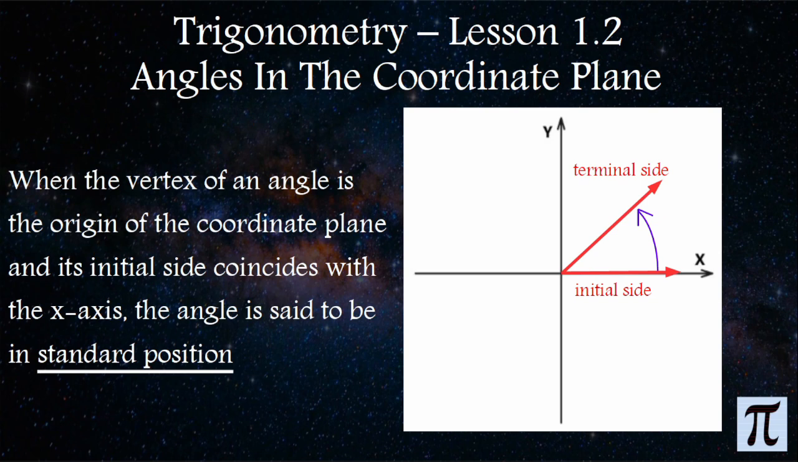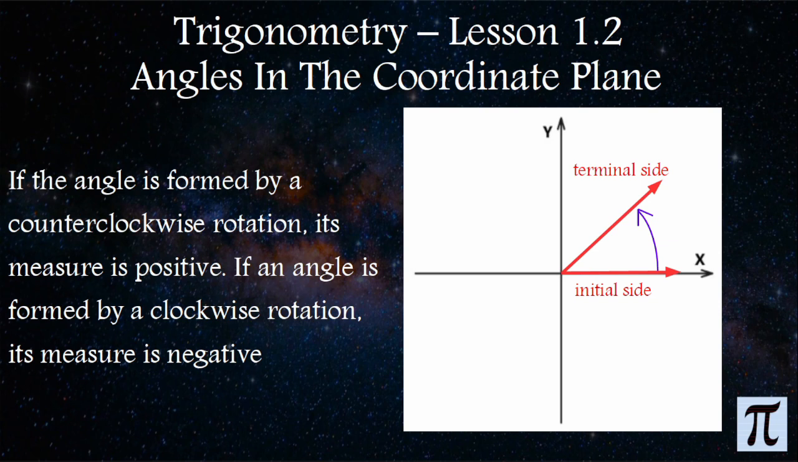When the vertex of an angle is the origin of the coordinate plane, as shown here, and its initial side coincides with the x-axis, the angle is said to be in standard position. This is what we'll be using the vast majority of the time during trigonometry. If the angle is formed by a counterclockwise rotation, its measure is positive. If an angle is formed by a clockwise rotation, its measure is negative. So here we can see we've rotated counterclockwise, so we have a positive rotation.